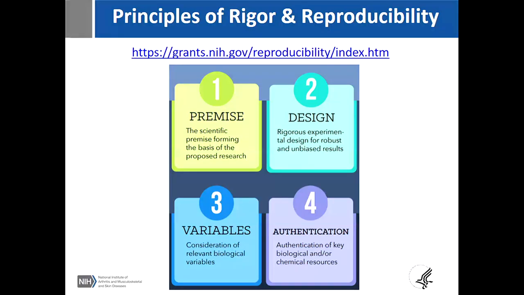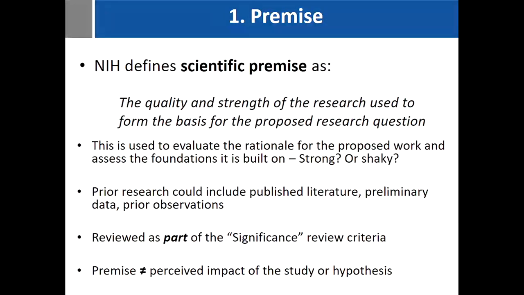So we'll start with scientific premise. I think it's important to define this because we're finding that this is commonly misunderstood. NIH defines scientific premise as the quality and strength of the research used to form the basis of the proposed research question. This is important because it's used to evaluate the rationale for the work you propose in your grant application and help reviewers assess the foundation that it's built on.